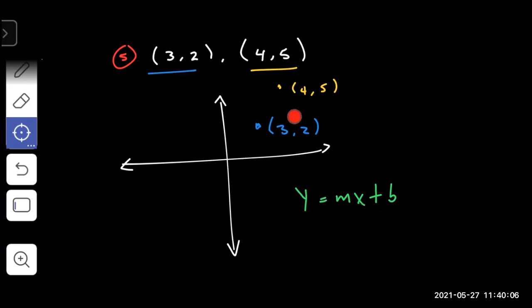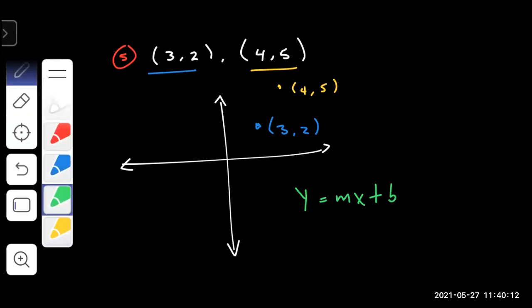If you only have the 2 points, the first thing you will need to find will be the slope. Can someone tell me what is the formula for the slope? You can go over your notes. M, and what is the formula? It's always a fraction. Y2 minus y1 over x2 minus x1. Correct.